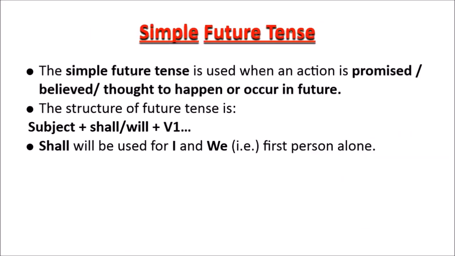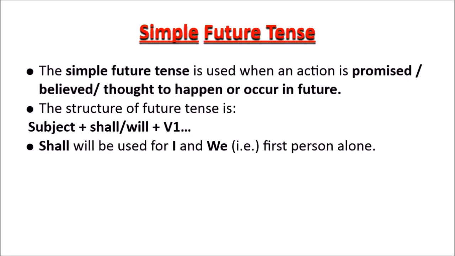Okay class, now we are moving on to the third basic type of tense, that is simple future tense. Look at the definition there. The simple future tense is used when an action is promised or believed or thought to happen or occur in future. So, things that are believed or promised or thought to happen in future are called or marked as future tense.